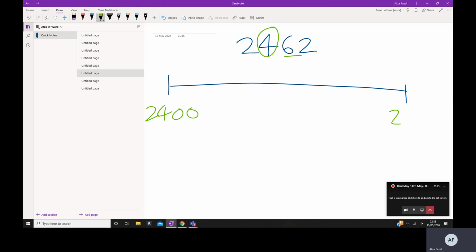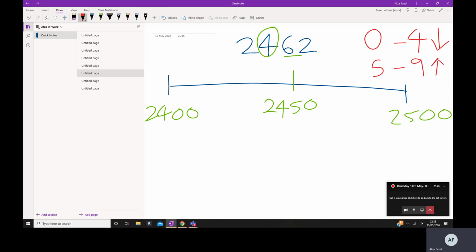Circle the 4, underline the 6. 2,400, 2,500. In the middle, 2,450. Now, again, I'm going to write it to help me. 0 to 4, you round down. 5 to 9, you round up. 2,462 would be about here. 6, I know you round up. So it would go this way and it would be 2,500.